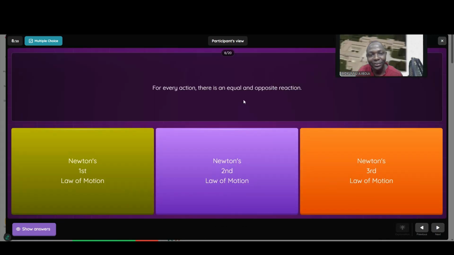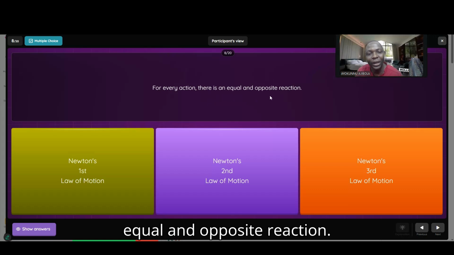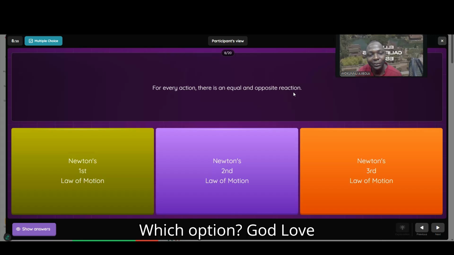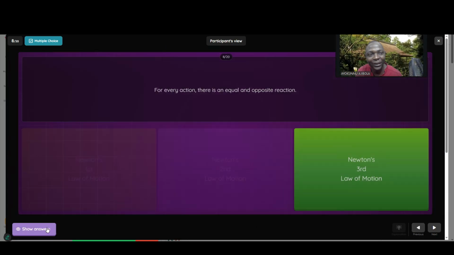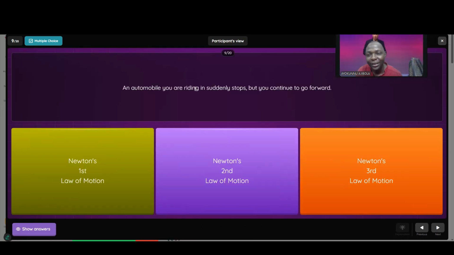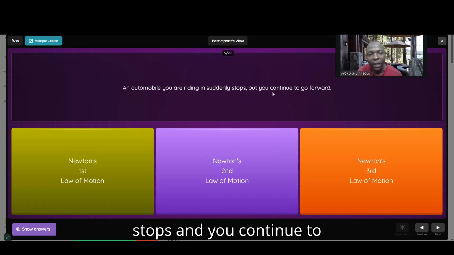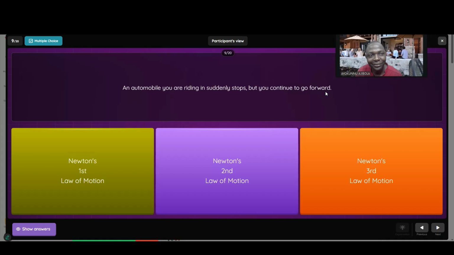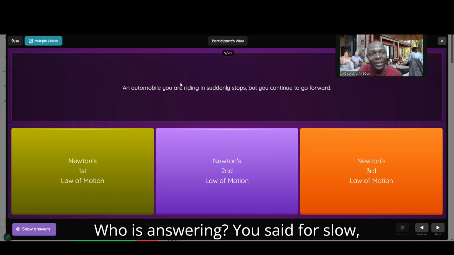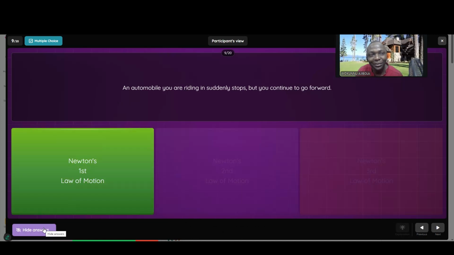Festus. For every action, there is an equal and opposite reaction. Which option? Third law. Third law, that's correct. An automobile you are riding suddenly stops and you continue to go forward. Which law? Who is answering? You said first law, right? That's correct.